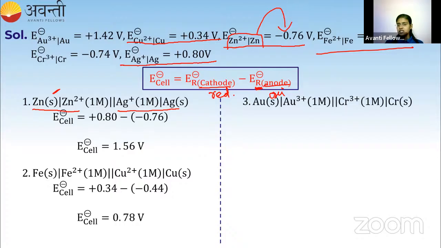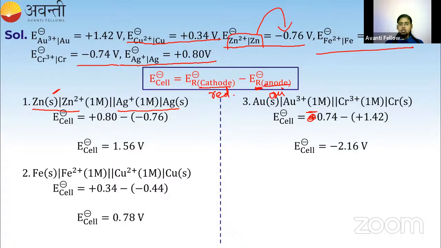Gold is getting oxidized and chromium is getting reduced. So what will be the value for reduction? The reduced ion is chromium. It is 0.74 minus of 1.22. Got it? So we'll get minus 2.16. It is actually minus, not plus. It is a typing mistake. Minus 0.74 minus of plus 1.42. Did you all get this answer for the third reaction? Any doubt? Okay, good.